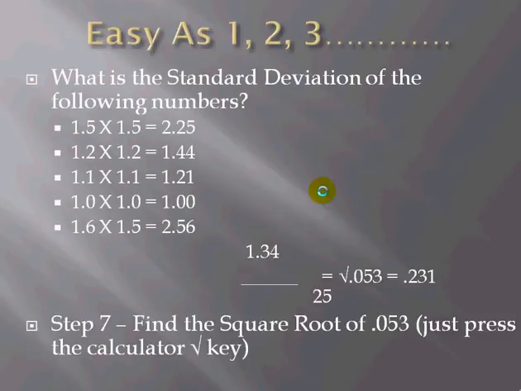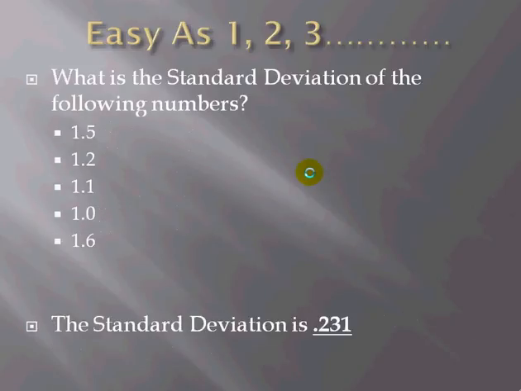In step 7, we will find the square root of 0.053, and that's as easy as pressing the square root key on your calculator once you get to this point. And you see that we come up with a final answer, 0.231. So, what is the standard deviation of the following numbers? The standard deviation is 0.231.